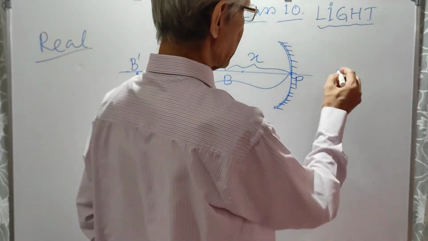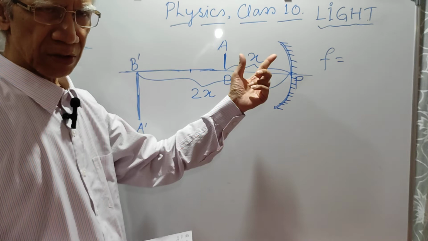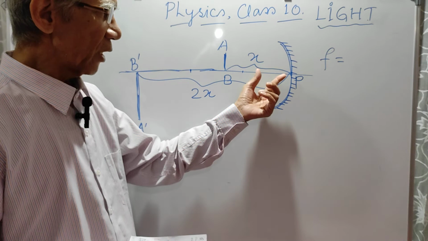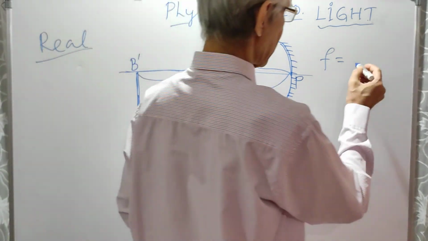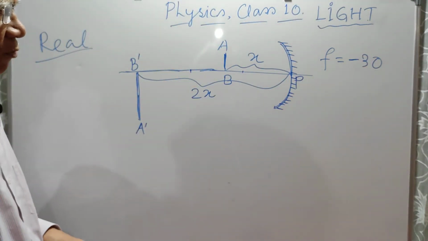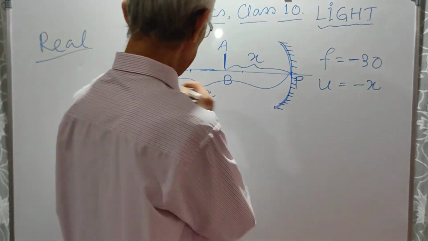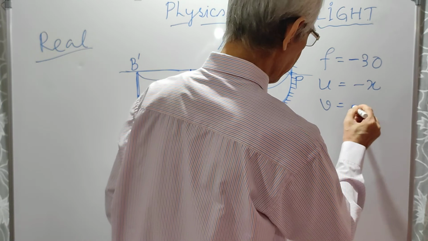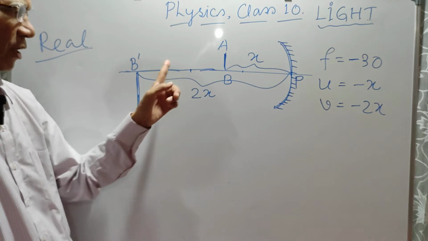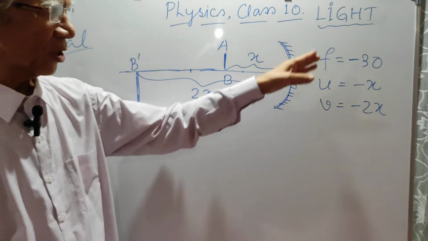Okay. Now let us put proper sign. So here f. Now for this concave mirror, focal length is negative. So it will be minus 30, because this side. All right. Focal length minus 30. Then u is always negative, minus x. Then v also here minus. You see, this is on the left side of the mirror, both will be negative. And of course focal length also negative, all the three are negative.